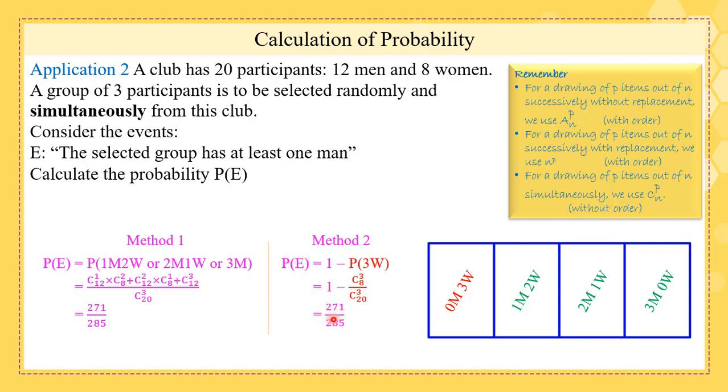Now we're going to see that this method is easier and more practical, especially when we are selecting a bigger number of persons. Here for 3 participants it would be okay, but let's say if we want to choose a group of 5 or 6 participants, it would not be that practical to use the first method, so we use the second one. It could be summarized as: the probability of at least one item is 1 minus the probability of not any item. In this example, the probability of at least one man is 1 minus the probability of not any man, and the probability of not any man means that we have 3 women.